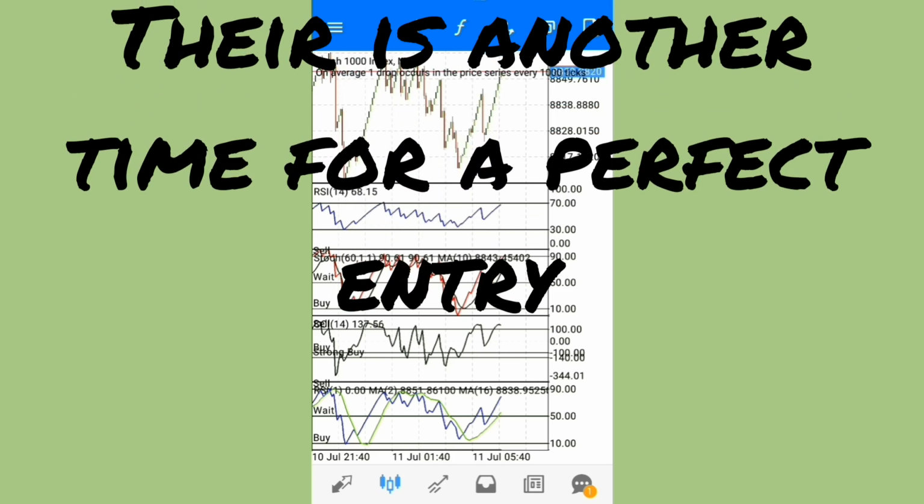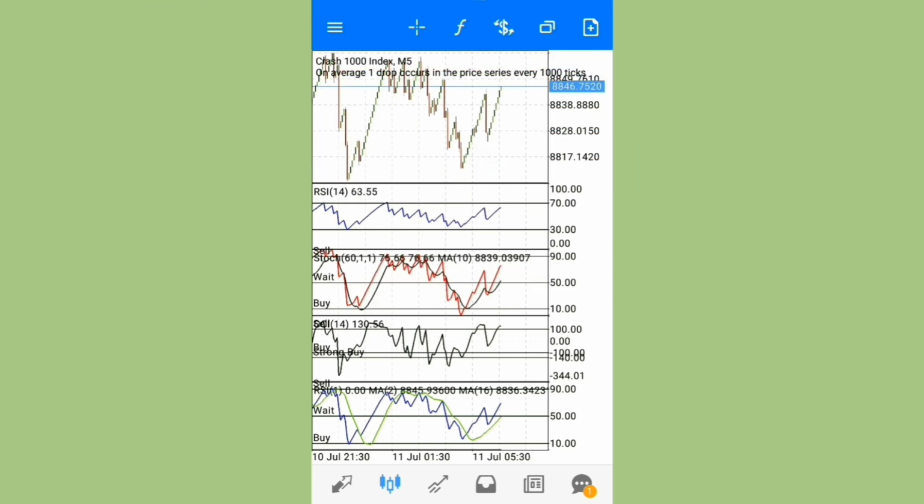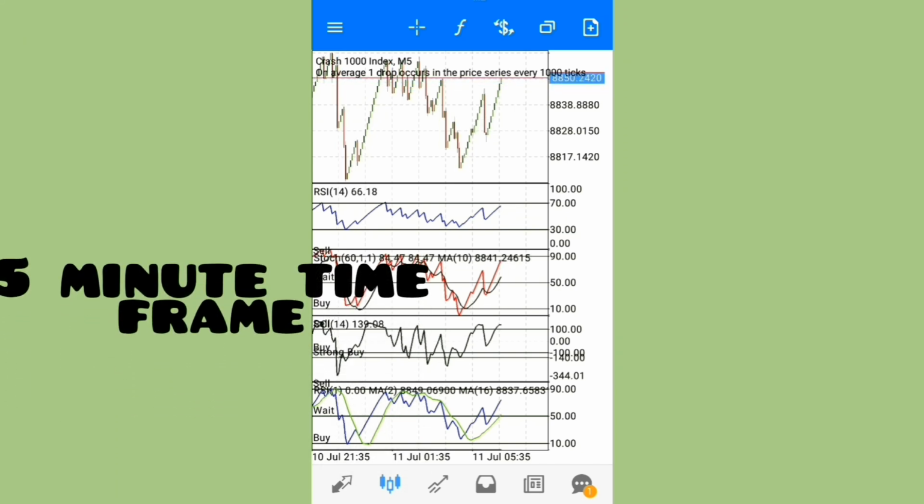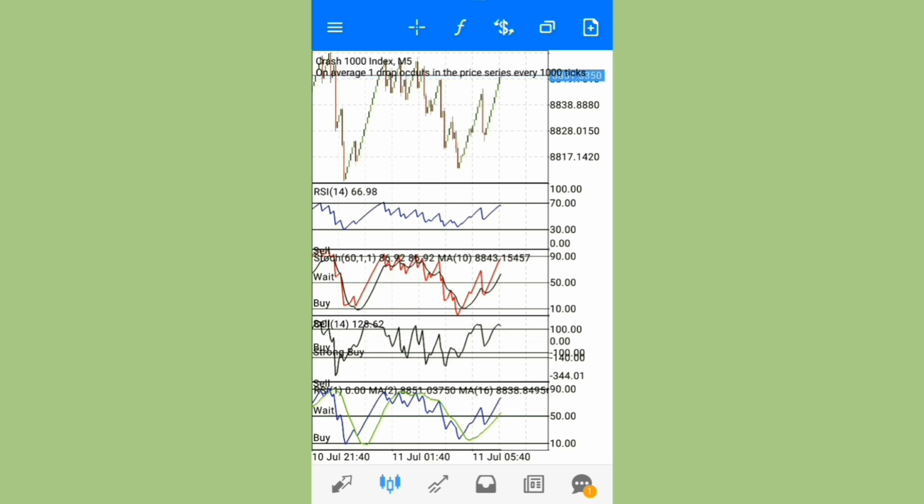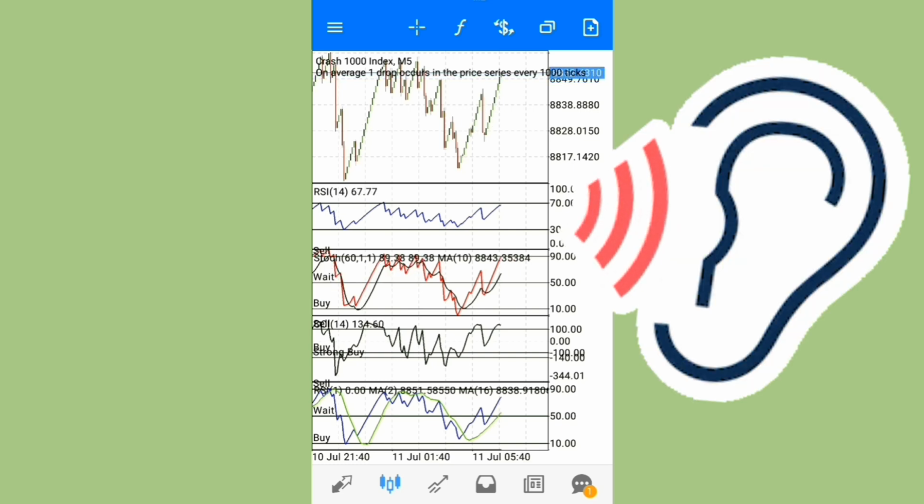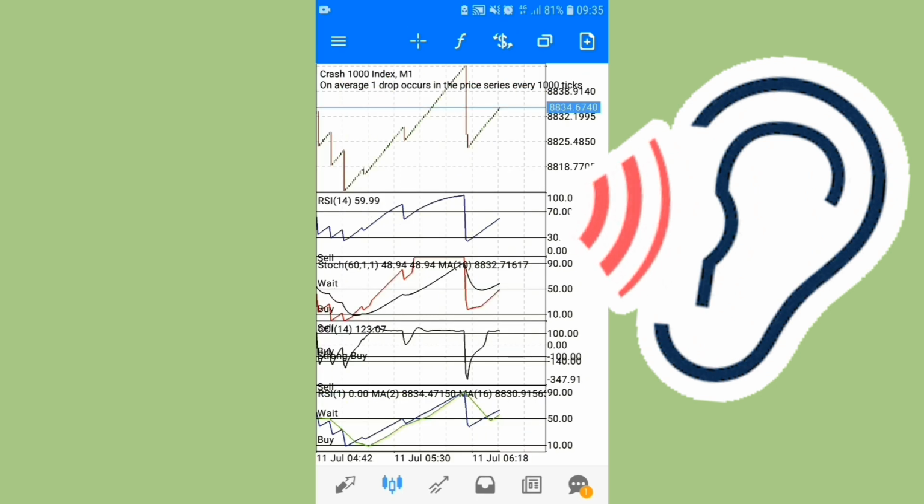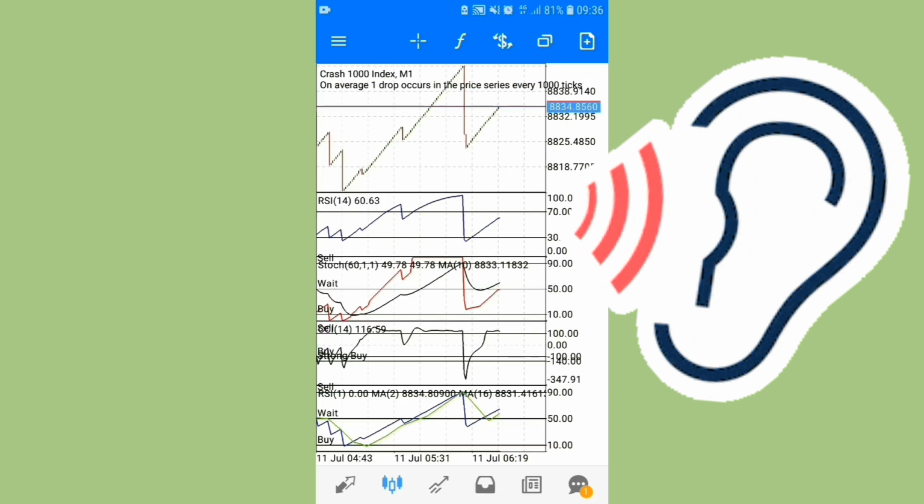For those with a large account trading balance, with the same exact rules, you can enter the market on 5-minute time frame, but this time wait for the crossovers to occur on the 5-minute time frame, the time frame that you will execute your trade. I hope by now you know exactly when and how to enter your trade positions on crash, particularly crash 1000 with this strategy.